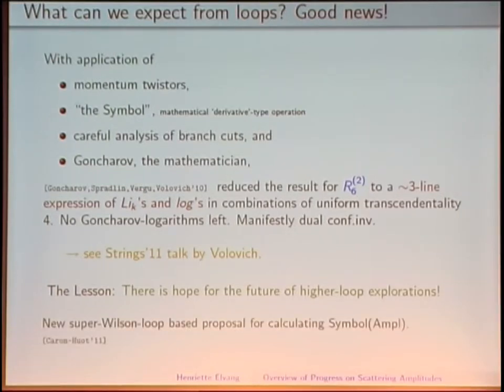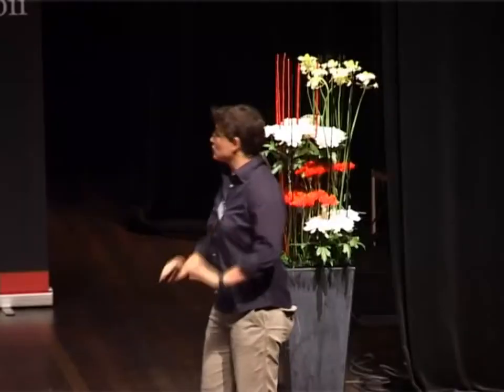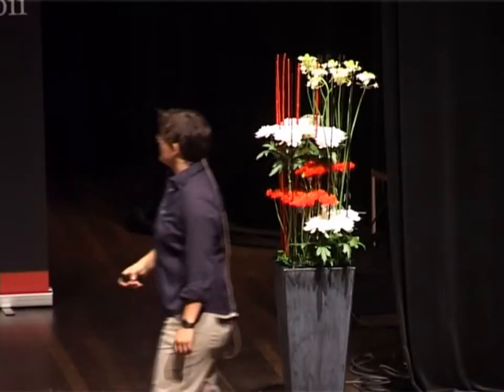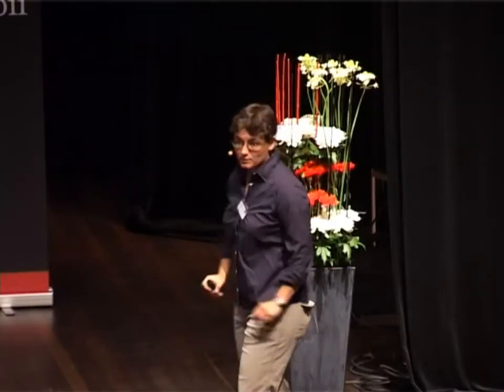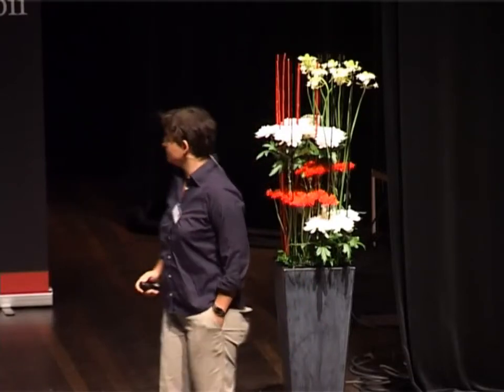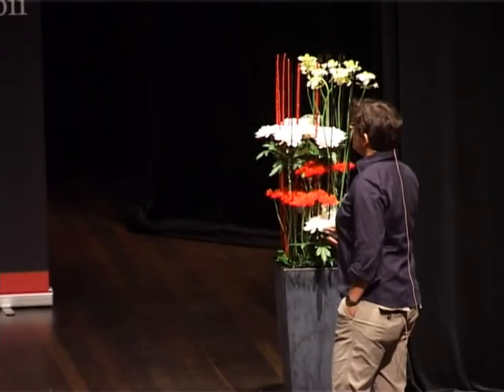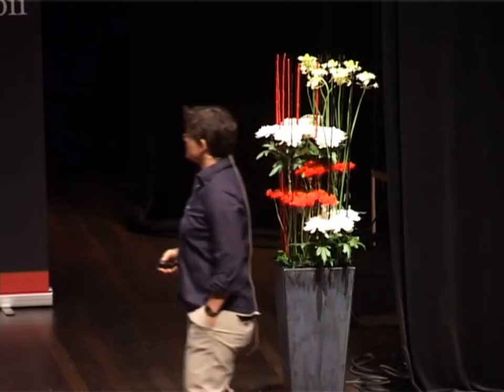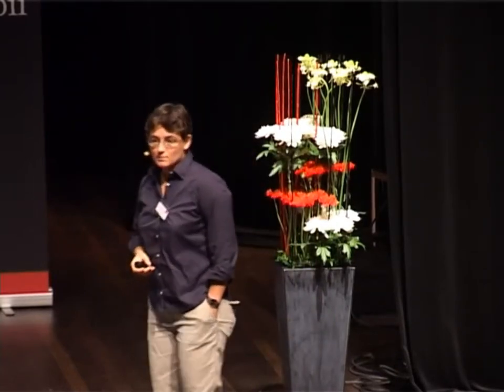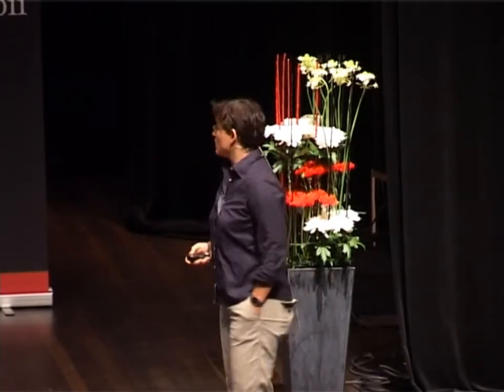There's actually been a recent paper which looks quite interesting. It suggests that instead of trying to calculate the amplitudes from Wilson loops, for example, or by other means, you use a super Wilson loop to calculate the symbol of the amplitude. And once you have the symbol, then you can try to use branch cuts and perhaps also Goncharov again to try to extract the entire expression. There are some issues of how you're precisely supposed to IR regulate this, but at least it looks very promising.